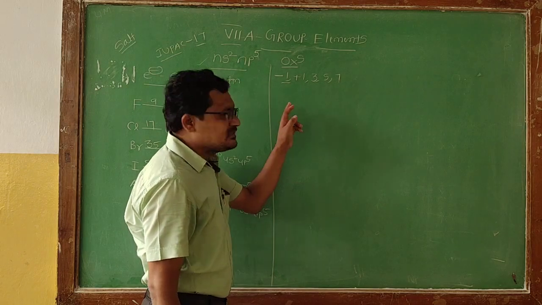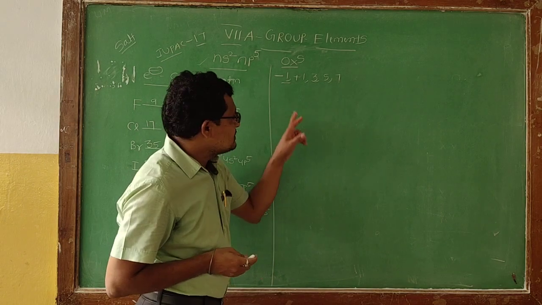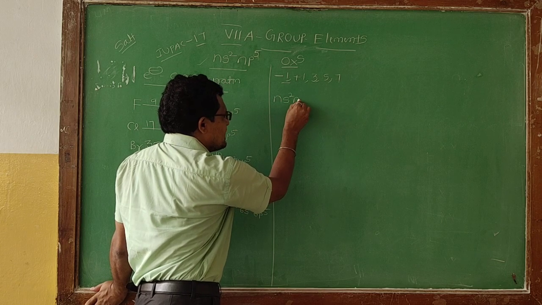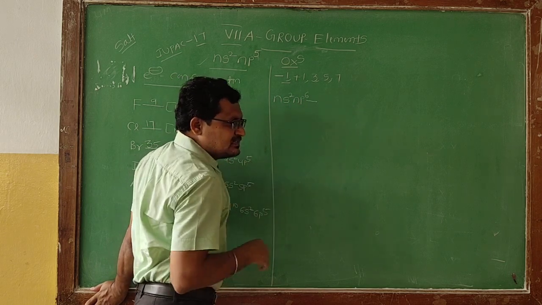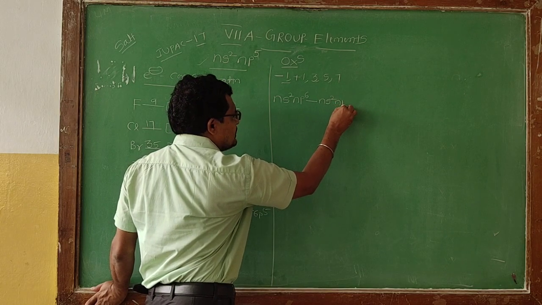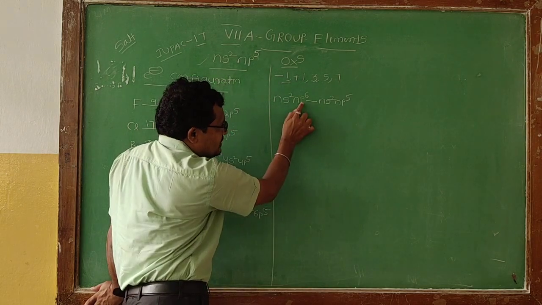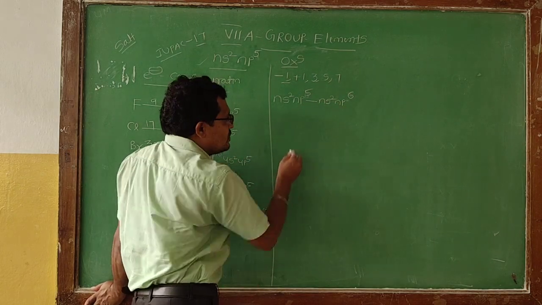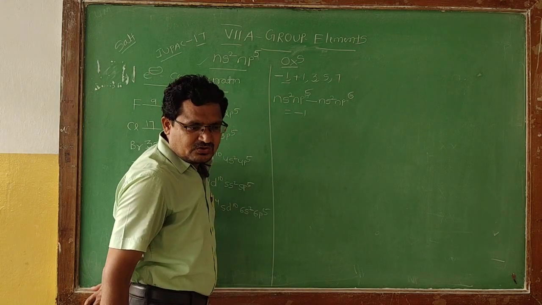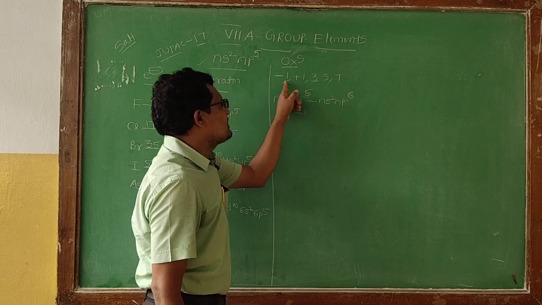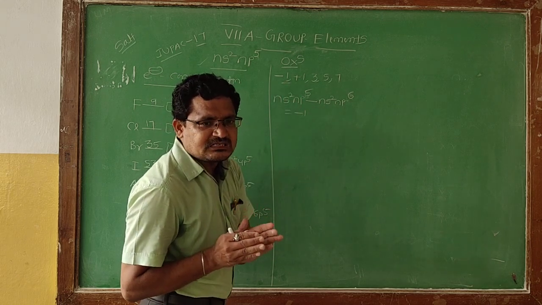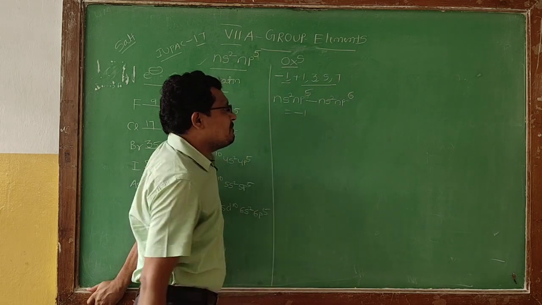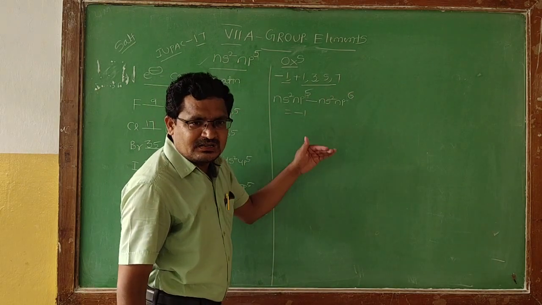This common oxidation state depends upon the zero group element electronic configuration. The zero group element electronic configuration is ns2 np6, minus the 7th group element electronic configuration ns2 np5. 5 minus 6 equals -1. That's why the 7th group element common oxidation state is -1. The other states, +1, +3, +5, +7, depend upon excitation state.